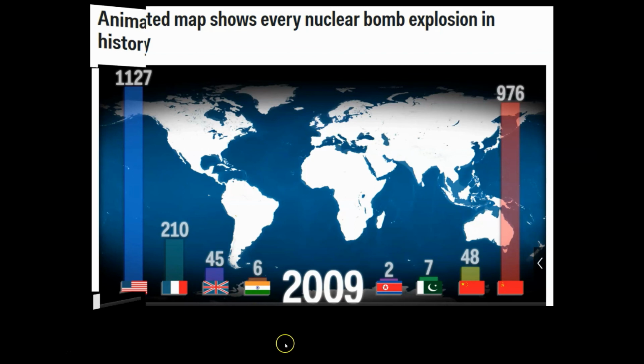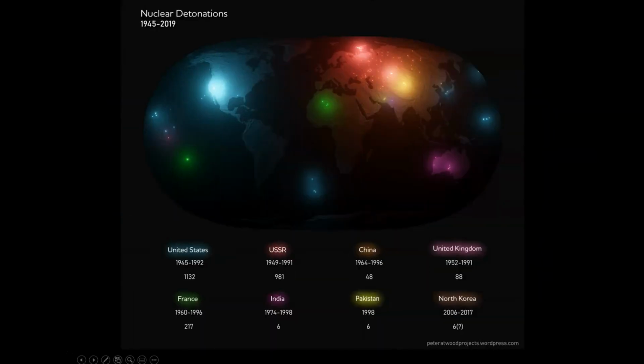Crazy. Here's another animation, or this infographic to show you the last 10 years included, and well, we're still in the lead, as you'll see, the United States. Just insane.